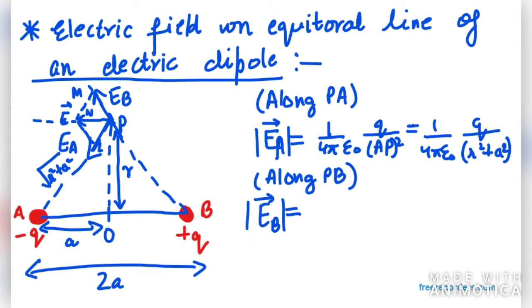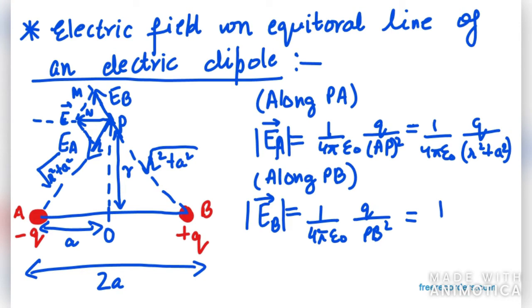This is along PA. Now again EB. EB will be written as 1 over 4 pi epsilon naught Q over PB square. So PB square is similar, that is r square plus a square under root. So 1 over 4 pi epsilon naught Q over r square plus a square. So as you can see, EA and EB have the same magnitude.